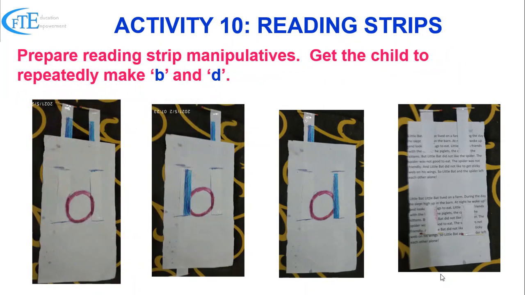Activity 10: Reading strips. Prepare reading strip manipulatives. Get the child to repeatedly make B and D. Note that these reading strips have been made from waste paper, which has print on one side and is blank on the other side. Secondly, note that matchsticks have been attached to the end of the strips so that they do not come out of the cut slits when the child is moving the strips.